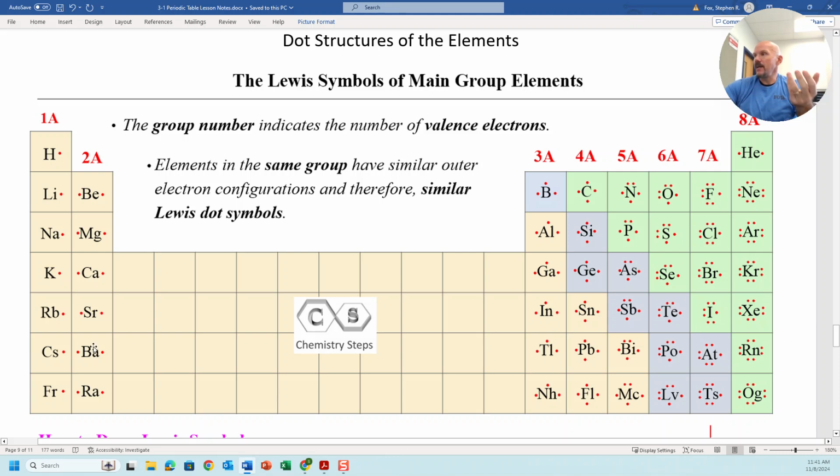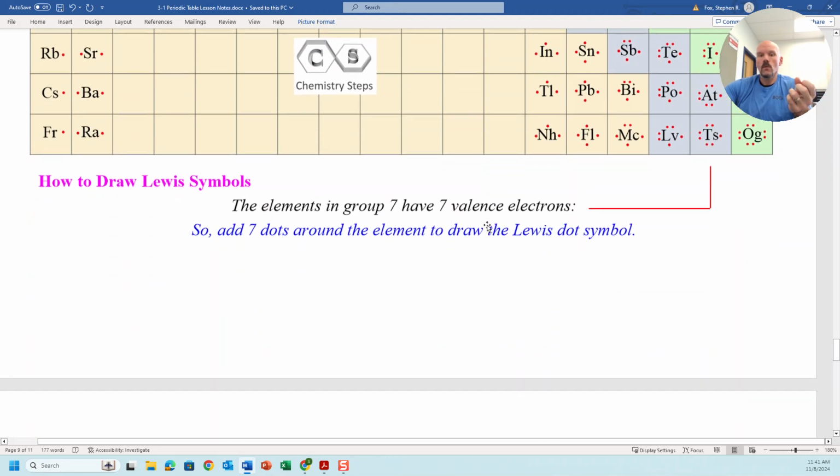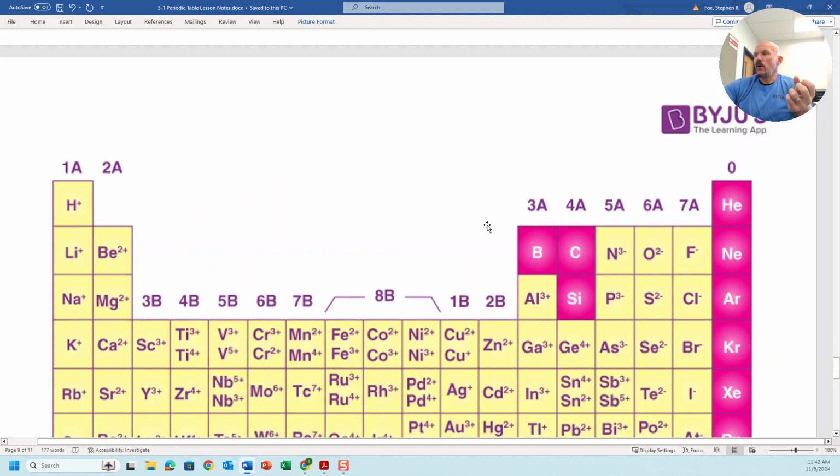And again, how many dots? It just depends on how many valence electrons. Well, how many valence electrons does it have? It depends on what group it's in, right? If I'm in group 7A, I got 7 dots, 7 valence electrons, so I draw 7 dots around my chemical symbol, okay? And we'll just keep on rolling, okay?